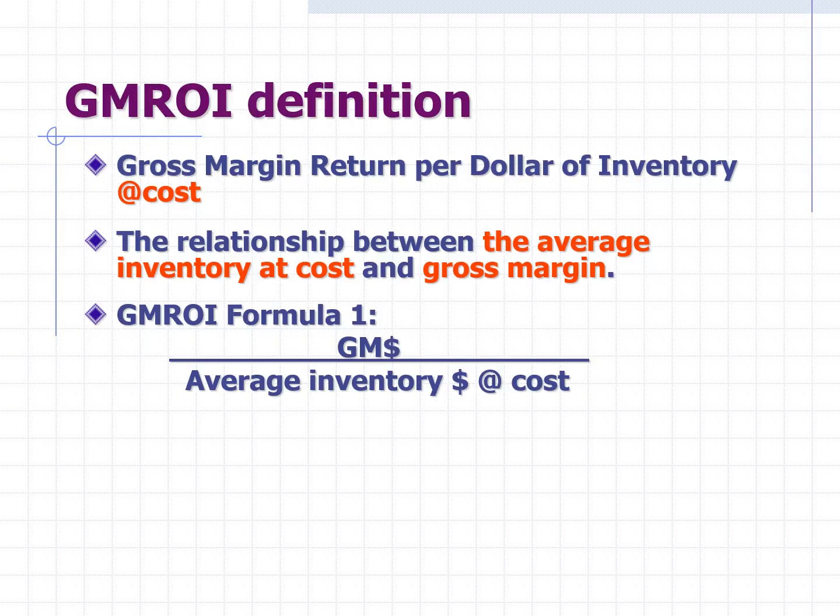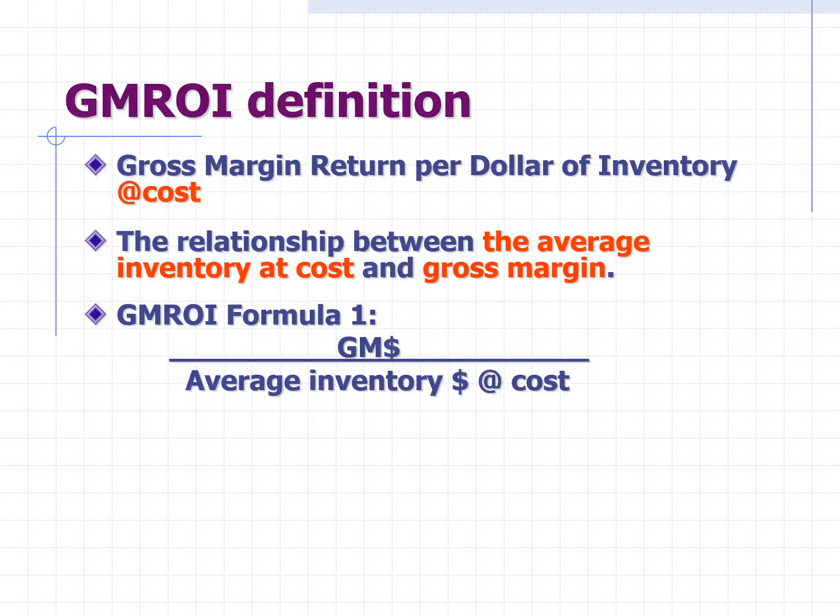GMROI is the abbreviation of gross margin return on inventory. So, gross margin return per dollar of inventory at cost. In this case, GMROI is another efficiency measure. For any efficiency measure, we're looking at the input and output ratio, right? For turnover, the input was the average retail stock, average inventory at retail value, and the output that we looked at was net sales, right?